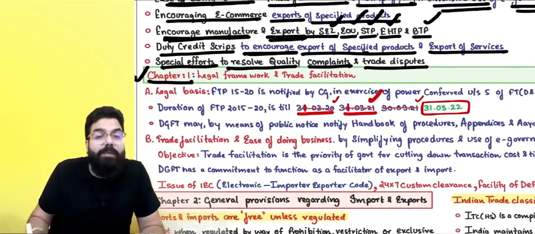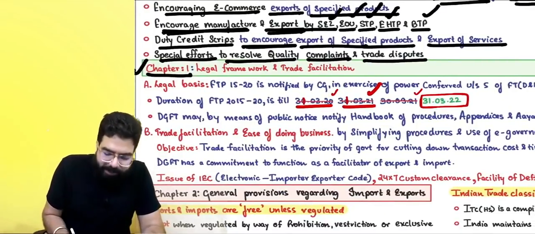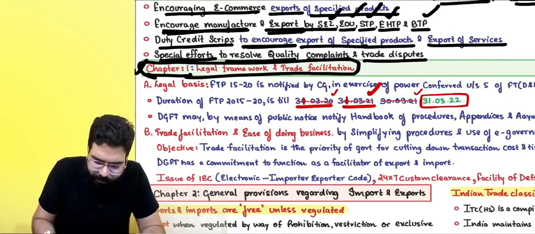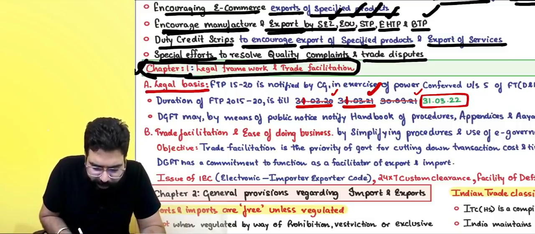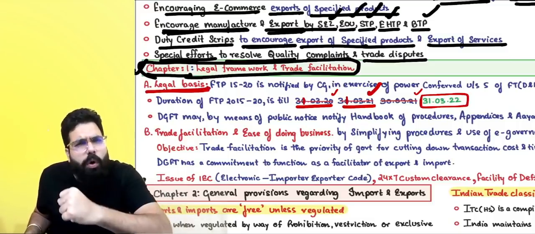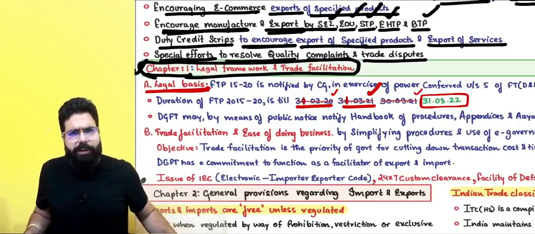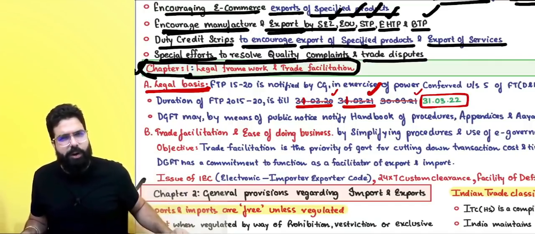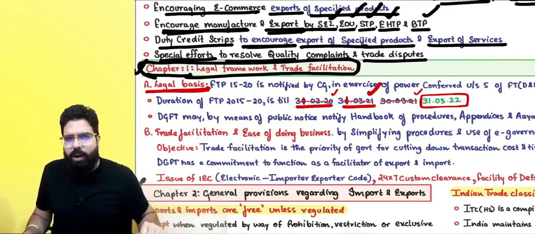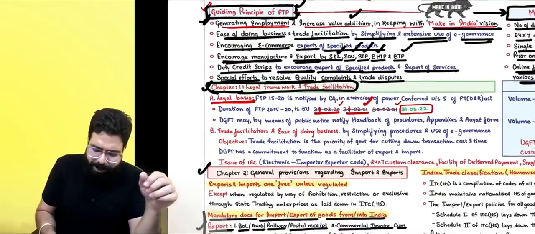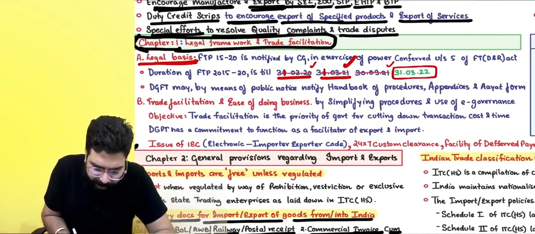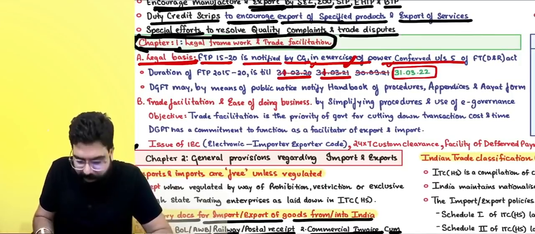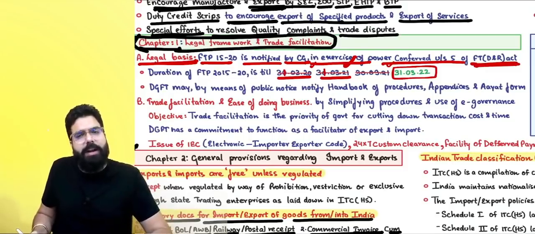The first chapter of the foreign trade policy is named Legal Framework and Trade Facilitation. What is the legal basis? Sir, how did you make the foreign trade policy? Who gave you the power? The Directorate General of Foreign Trade made the foreign trade policy because section number 5 of the Foreign Trade Development and Regulation Act has given it the power. Foreign Trade Policy 15-20 is notified by the central government in exercise of the power conferred under section number 5 of the Foreign Trade Development and Regulation Act.